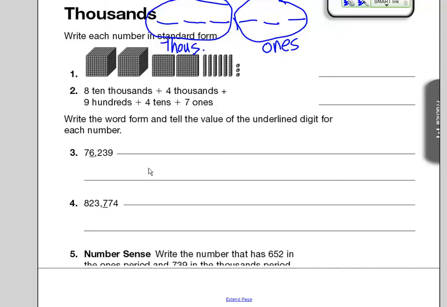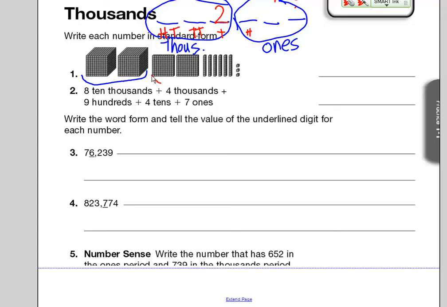Thousands, I'll abbreviate it. Okay, so as we look at these problems, the first one, number 1, it says write each number in standard form. Again, make sure you're on the practice side, but in standard form, that means the short way. So if we look at this, we have 2 groups of 1,000. So that means we're going to write a 2 in the thousands place. Remember, it goes ones, tens, hundreds, and then thousands, 10,000, and then 100,000. So we have a 2 in the thousands place, so we're going to put a 2 there.